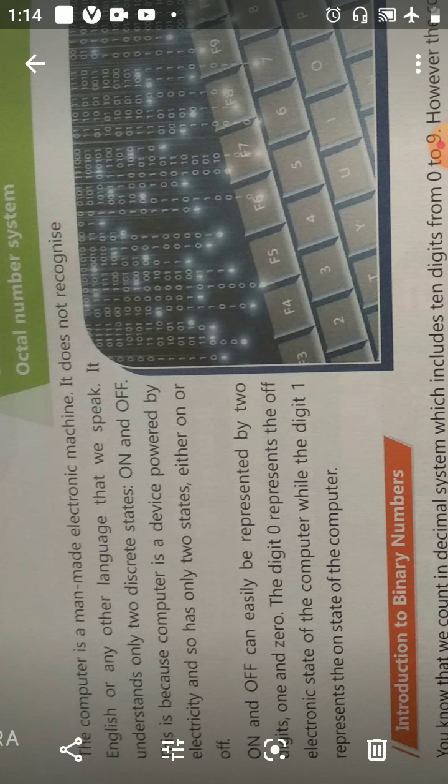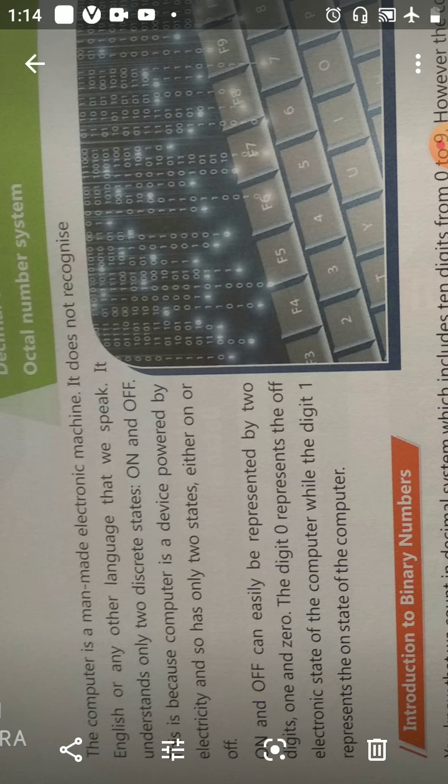The computer is a man-made electronic machine. It does not recognize English or any other language that we speak. As you all are well aware, computer does not understand our language. Okay, it understands only two discrete states. Discrete means different, that is on and off. As computer is an electronic machine, it knows only on and off.